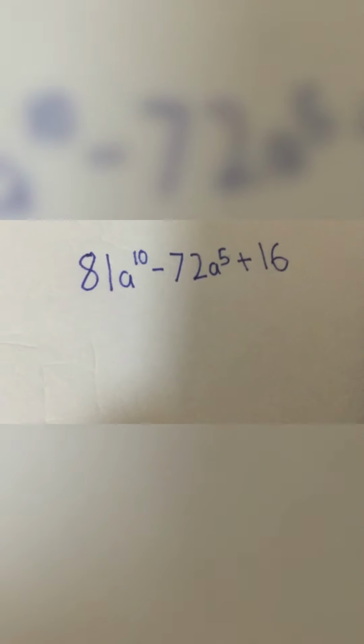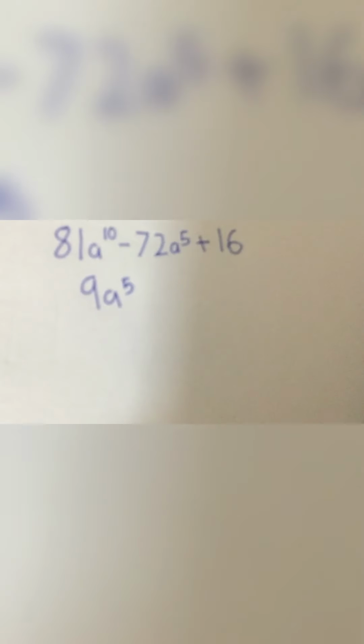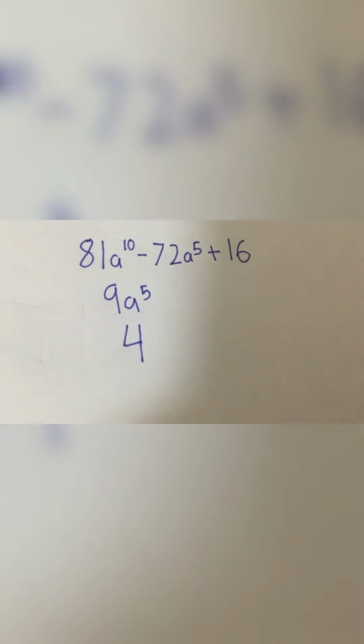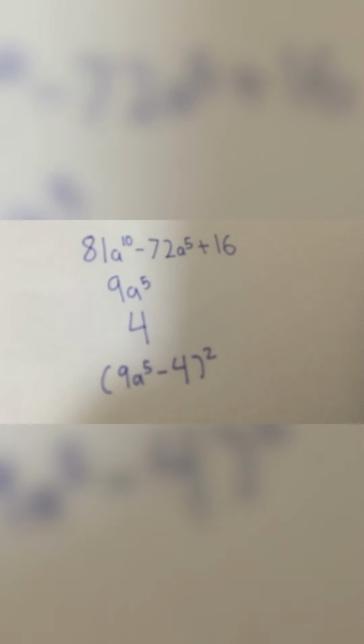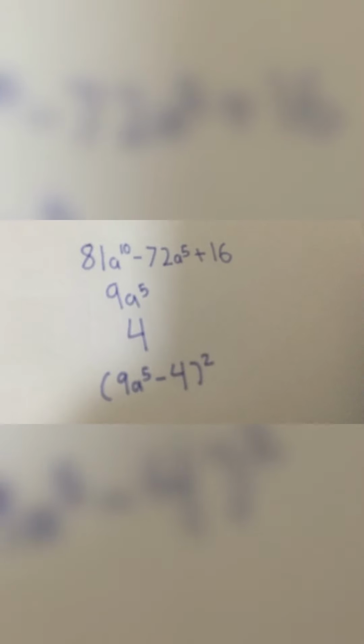A great example would be 81a to the 10th power minus 72a to the 5th power plus 16. The square root of the first term is 9a to the 5th power, while the square root of the last term is 4. The sign is minus, so we put (9a to the 5th power minus 4) squared.